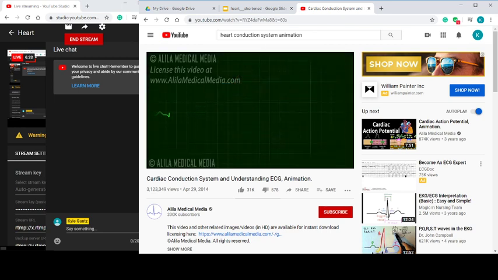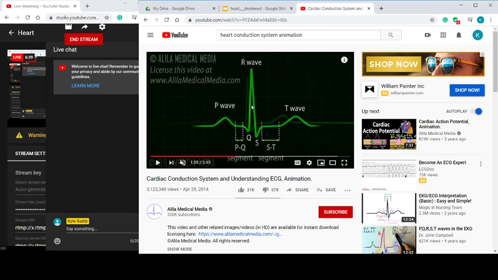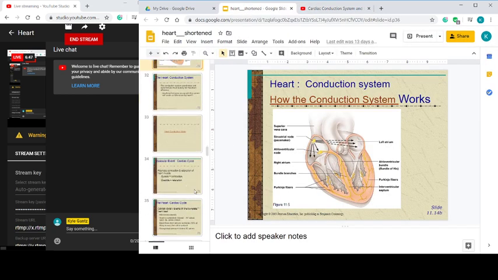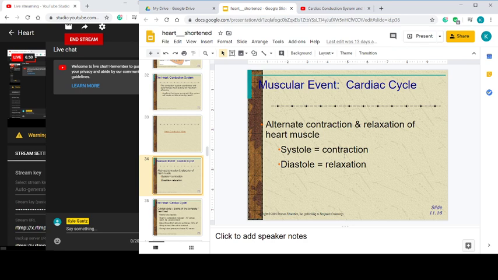Okay, so like I said, we're going to get into this pretty soon. This is basically measuring all that electrical event. That's what that's doing. Okay, so let's go back to this. We did quickly talk about contraction and relaxation. We talked about systole is contracting and diastole is relaxing.